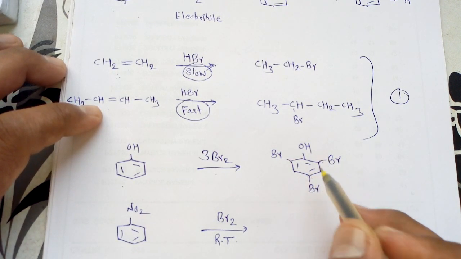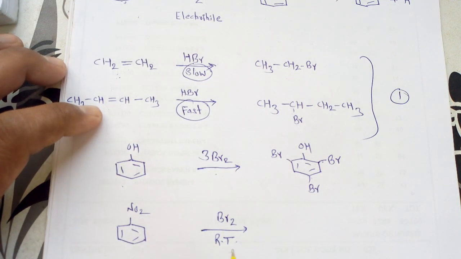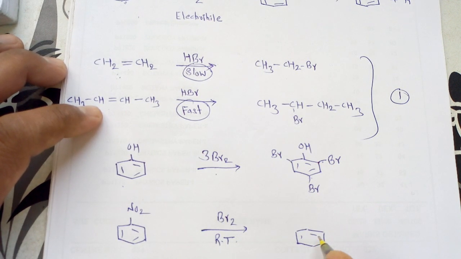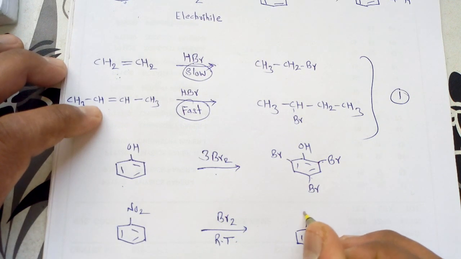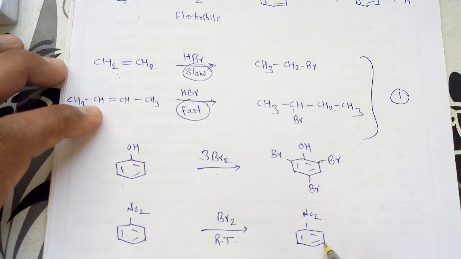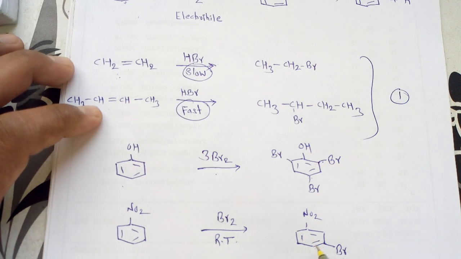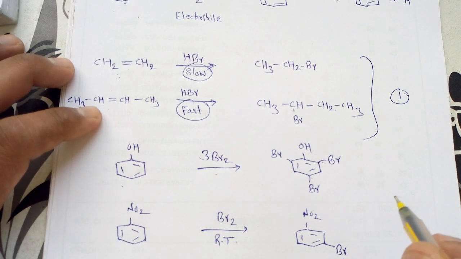2, 4, 6 tribromophenol. On the other hand, from this nitrobenzene, we get here the product formation as this is a NO2, and in this case we get here a bromine at this meta position. So in this case we get here meta nitrobromobenzene. This meta nitrobromobenzene is obtained.